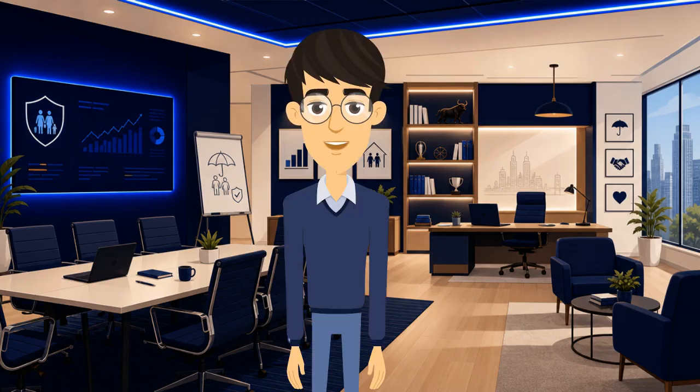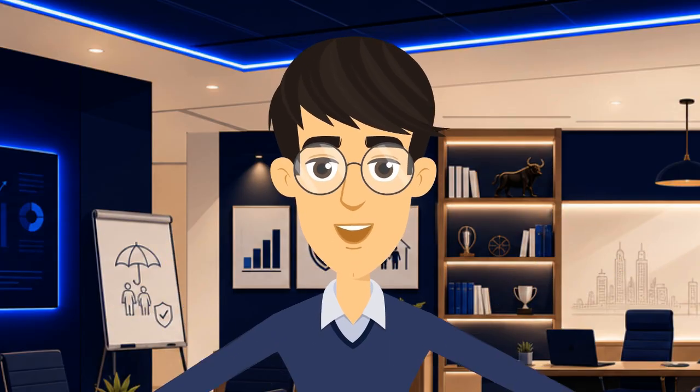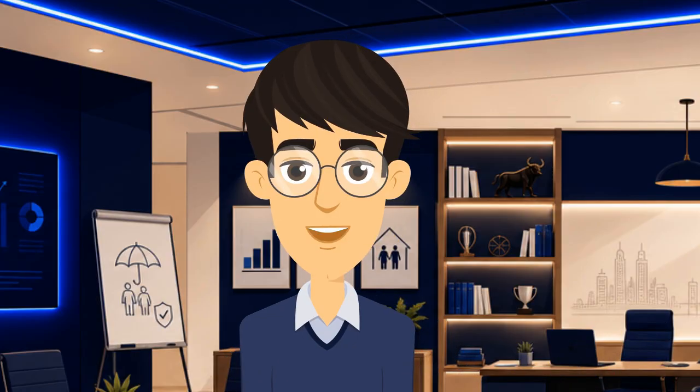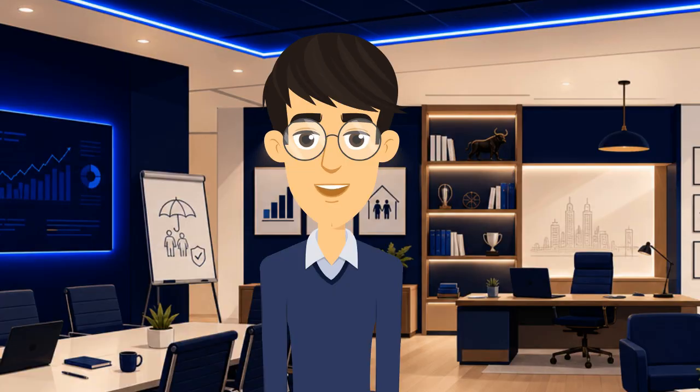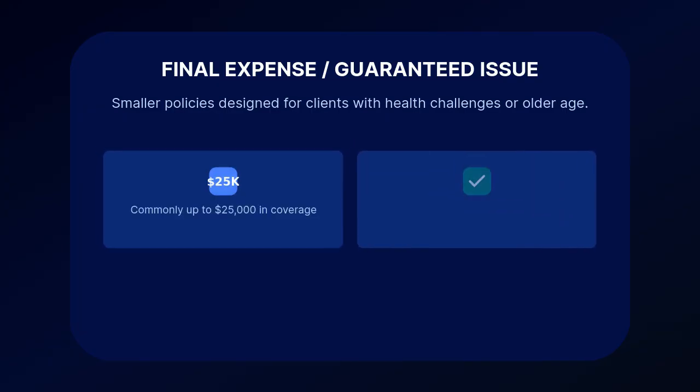And our 4th product addresses a reality that every agent will encounter. There are clients who need coverage, who deserve coverage, but who can't qualify for traditional underwriting. That's where final expense and guaranteed issue products come in. Final expense and guaranteed issue policies are smaller policies, commonly up to around $25,000 in coverage, designed specifically for older clients or those who can't qualify for traditional underwriting. They typically involve simplified underwriting with just a few health questions, or in some cases, no health questions at all. The application process is intentionally accessible.